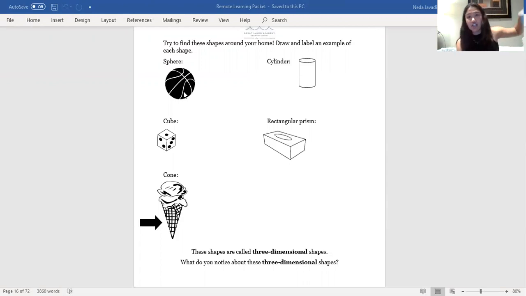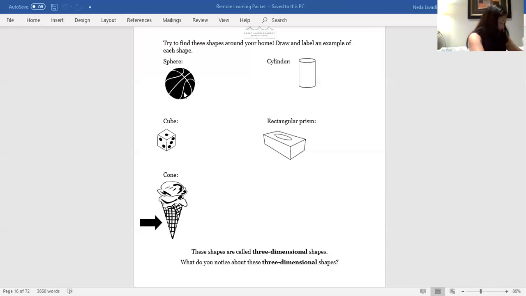Next, we have a cylinder. A cylinder has a circle face, has 1, 2 circle faces. So I have this side and this side. And it's round all the way down. This is a cylinder. Cool.